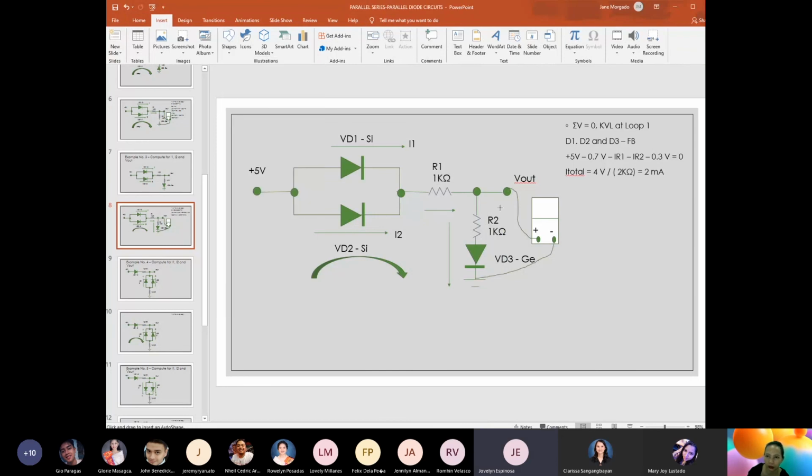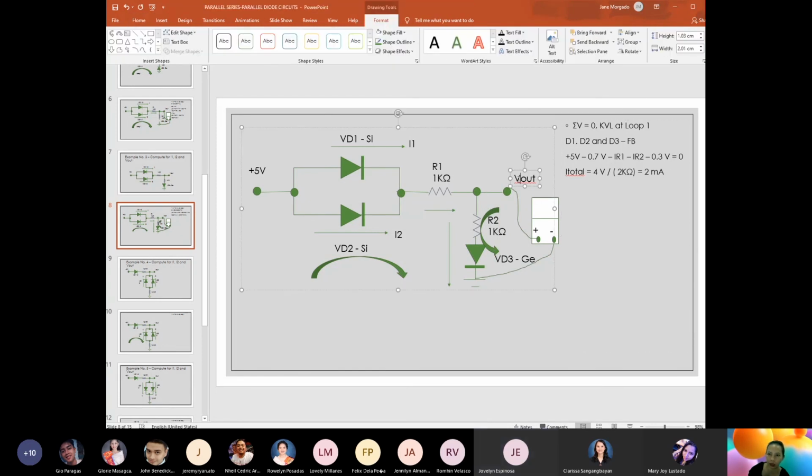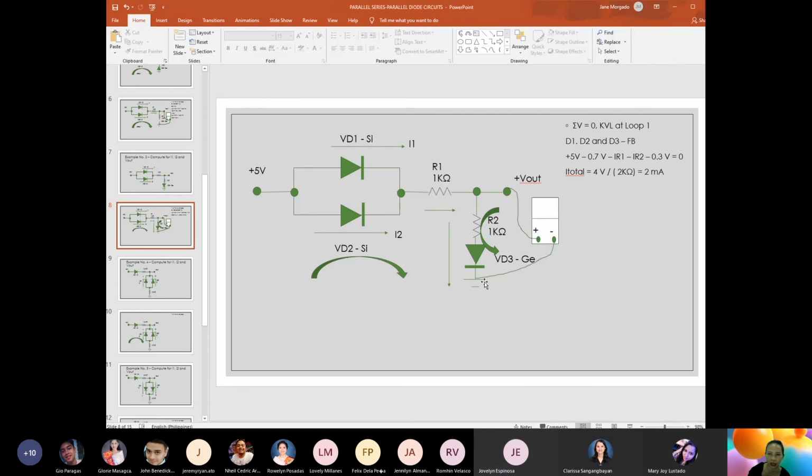Okay, loop 2. Let's have the equation for loop 2. The assumption there is that this is positive V out. The assignment of V out is positive, and the ground is always negative.